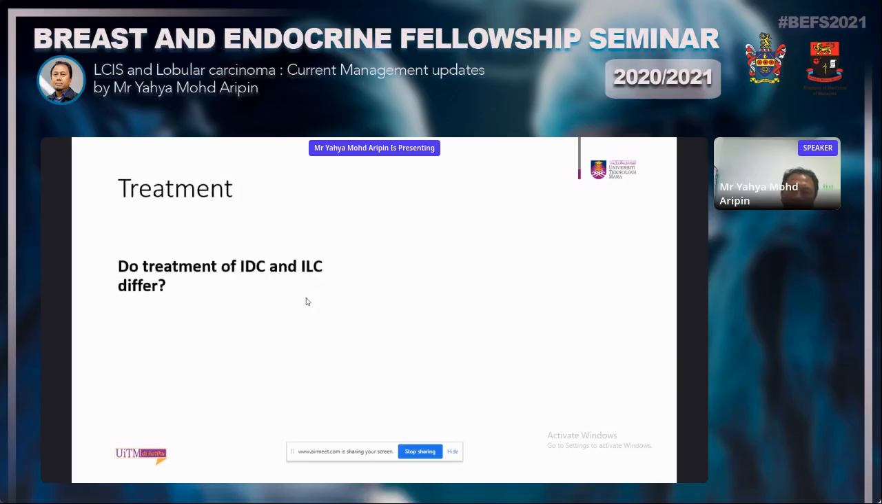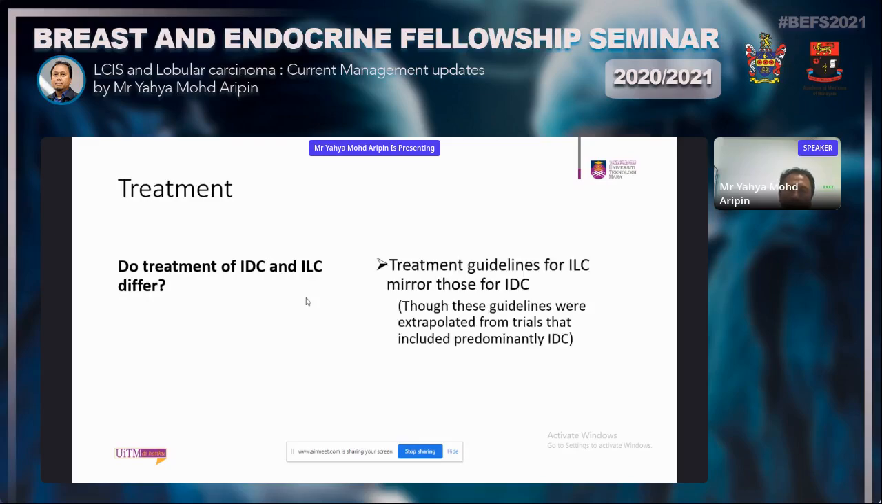How do we treat this ILC? Should we treat ILC as we treat IDC? Okay, the principle of treatment for ILC in general is the same as how we treat IDC. And if you look at the guidelines, there is no specific guideline for the treatment of ILC.